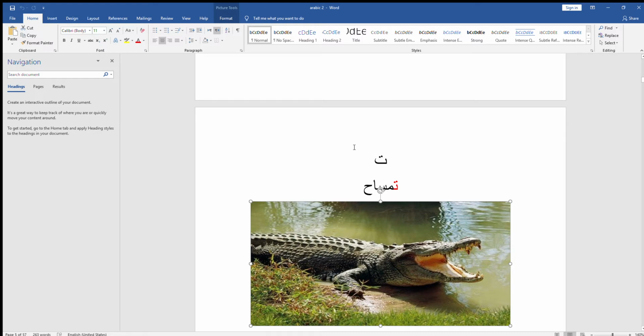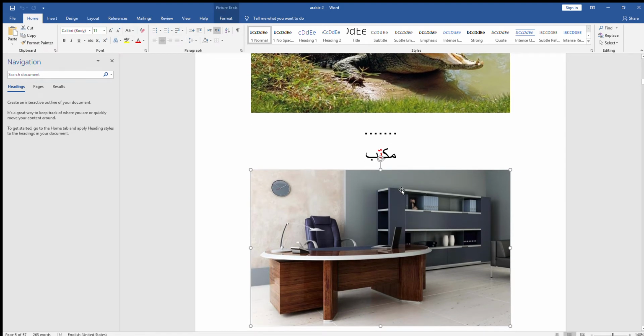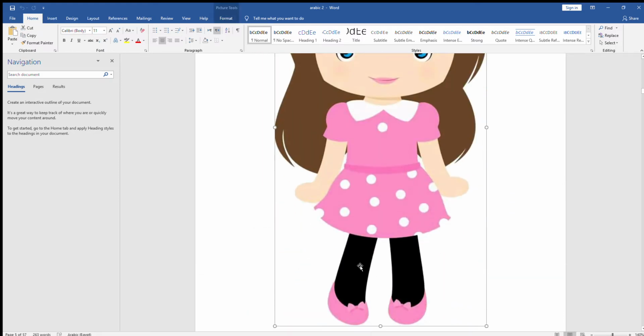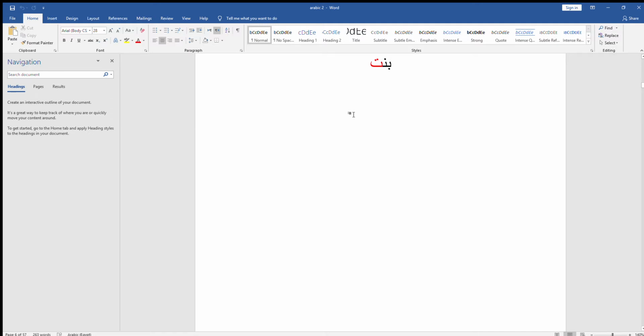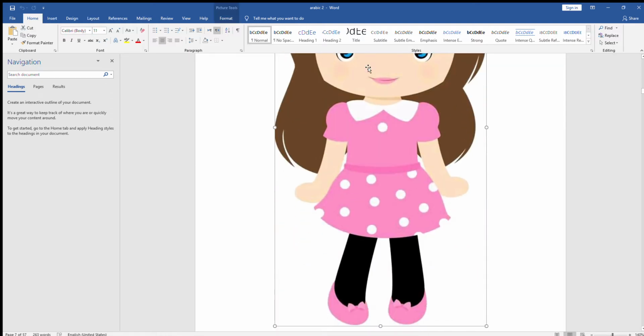Ta. Ta at the beginning of the word, like timsah. This is timsah. And the shape of ta at the middle of the word, like maktab. This is maktab. And the shape of ta at the end of the word, like bint. What's the meaning of bint? This is bint.